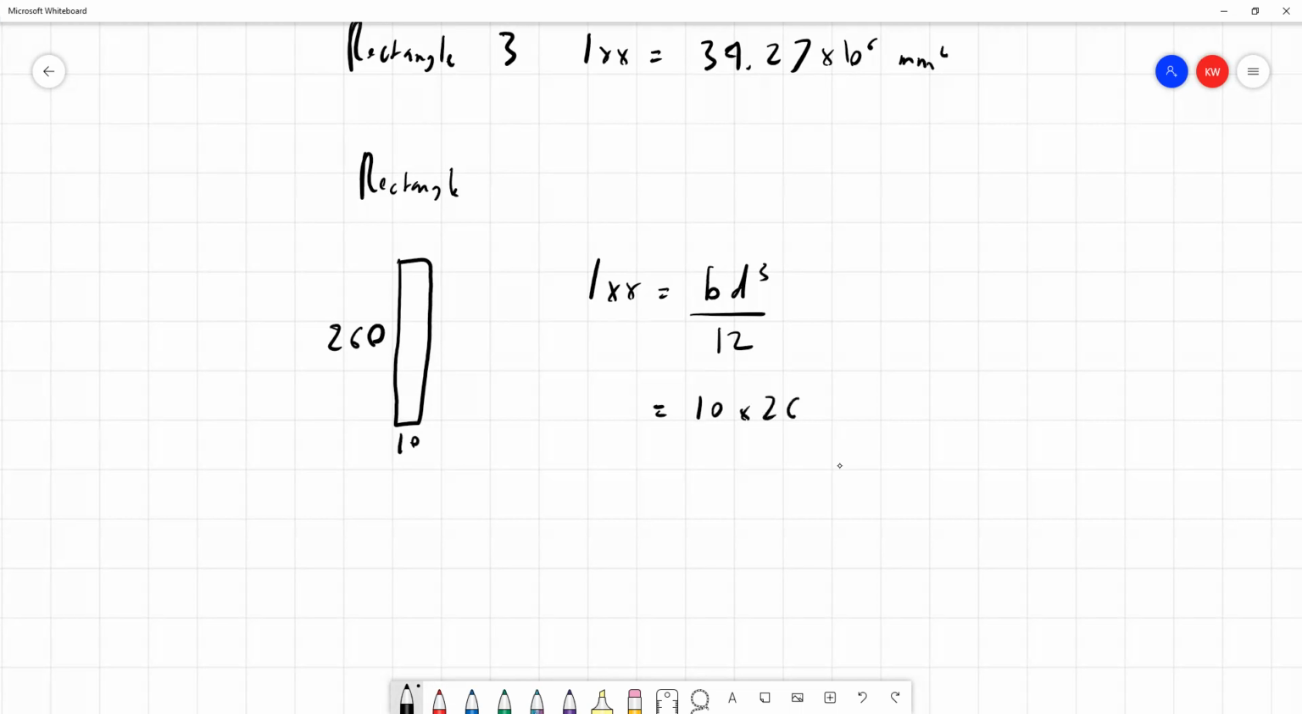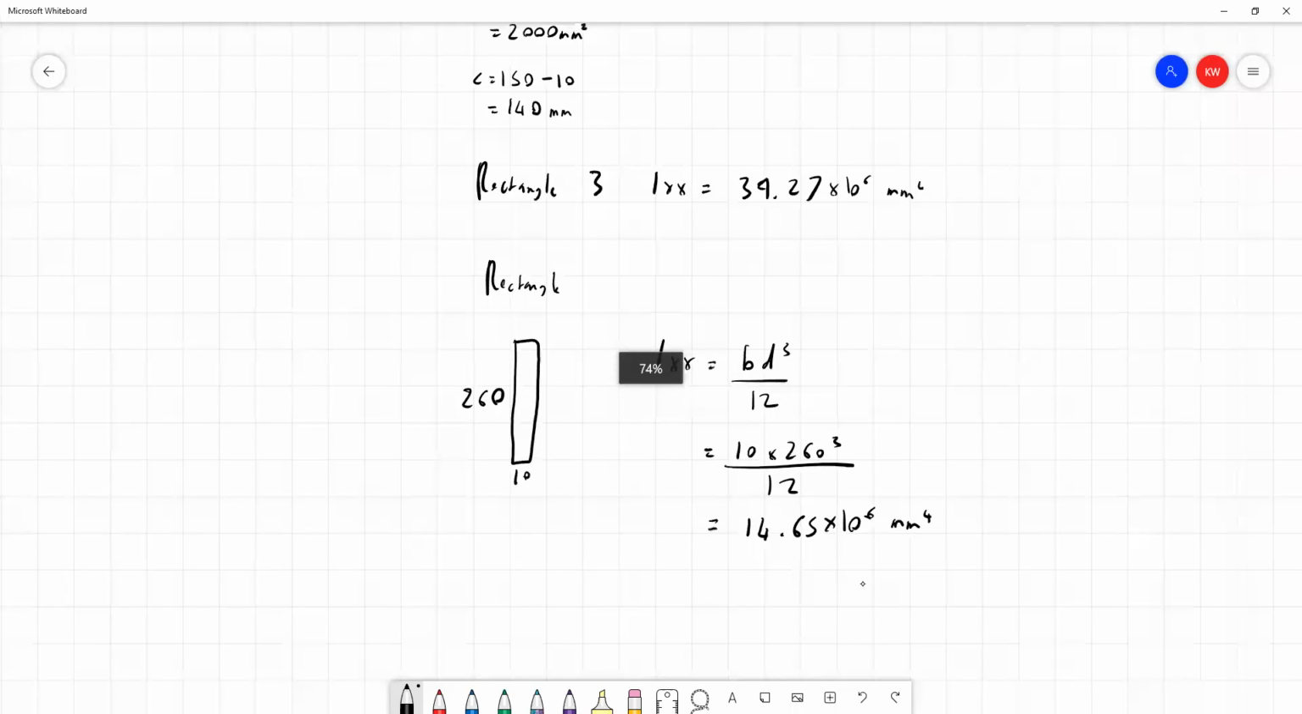10 times 260 cubed divided by 12. And again, if we put this into our calculators, and change it into scientific notation times 10 to the 6, we're going to get 14.65 times 10 to the 6 millimeters to the power 4. So that's how we find the individual second moments of area about the x-axis.